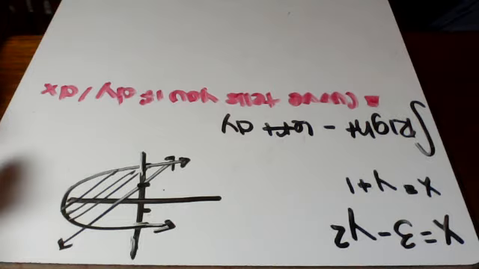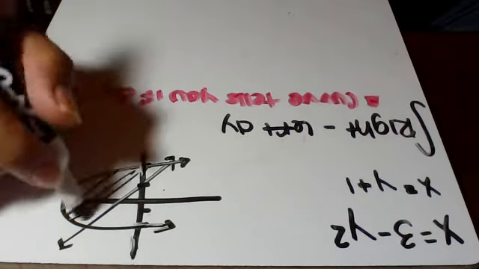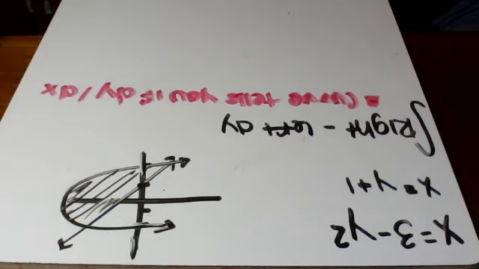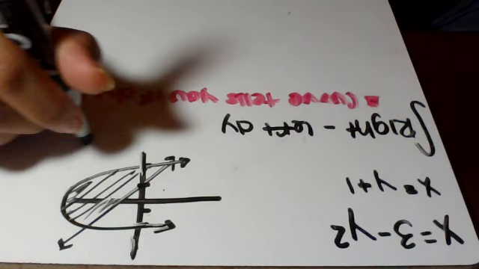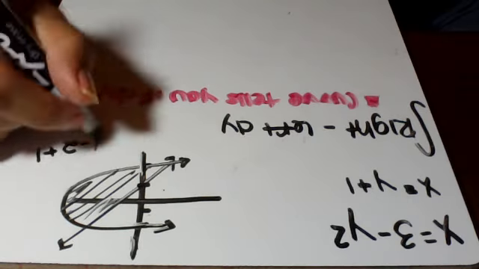I already know the endpoints because the graph that was given in the textbook was a lot clearer. So I already know the endpoints. But the endpoints for this one are -2 and 1. Those are my endpoints.